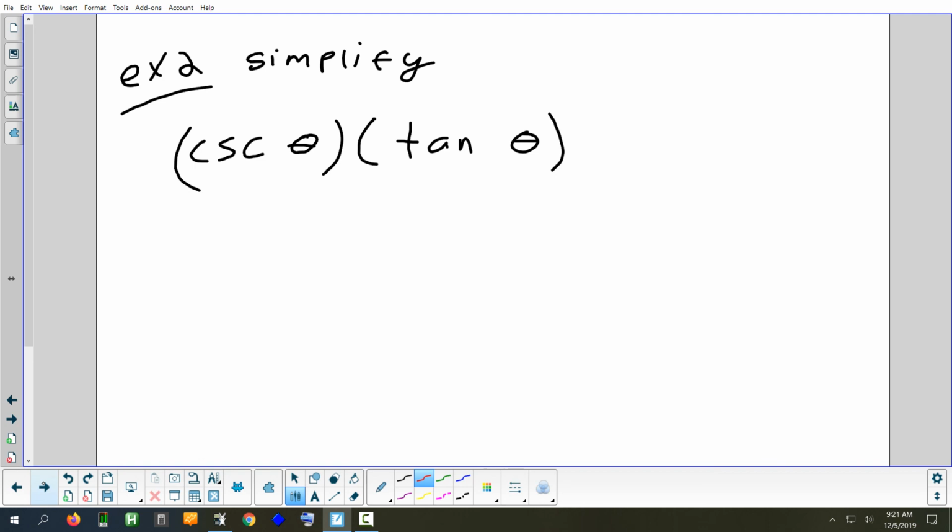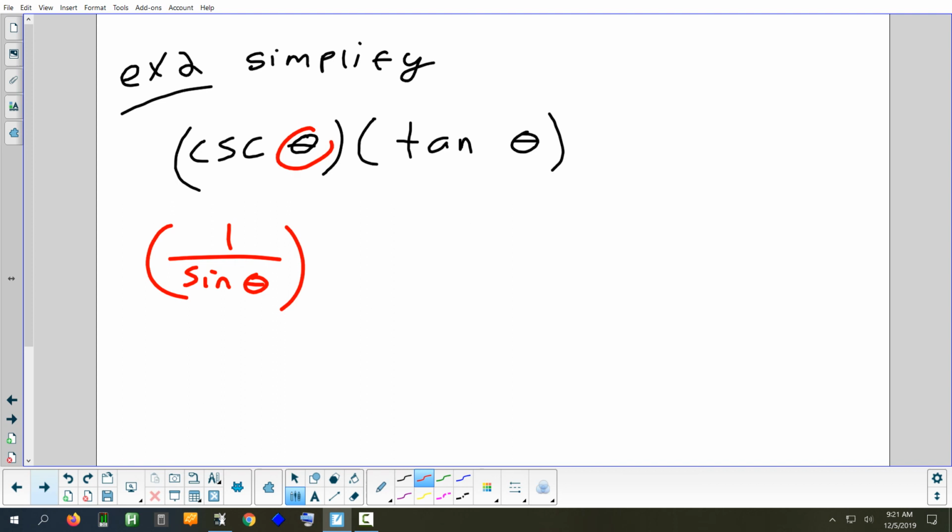All right. So, Emily, what's the first thing that we've tried so far in the last two? Change it to cosine and sine. I'm not going to say that that's going to work 100% of the time, but most of the time it will work. Okay, start with cosecant. Gabe, what's cosecant? 1 over sine.